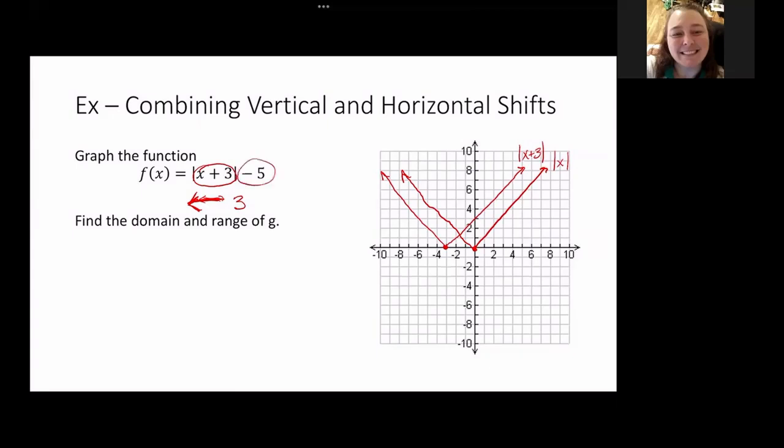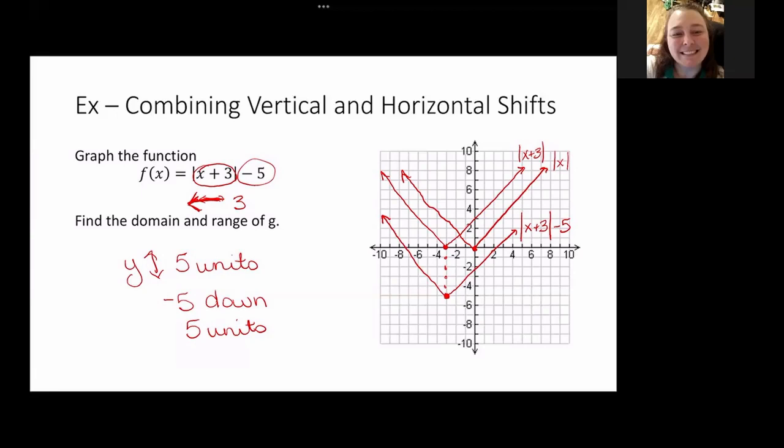Next, let's look at this. The one on the outside affects the y, that's the up and down. It's a minus 5, so we're going to go down 5 units. So we're going to take the one we just did and then move it down 1, 2, 3, 4, 5. And draw our V. That right there is going to be your absolute value of x plus 3 minus 5. That is your final one that you want to see.